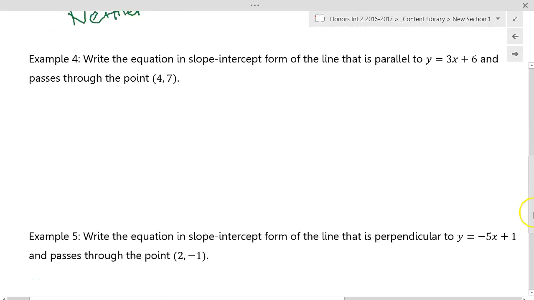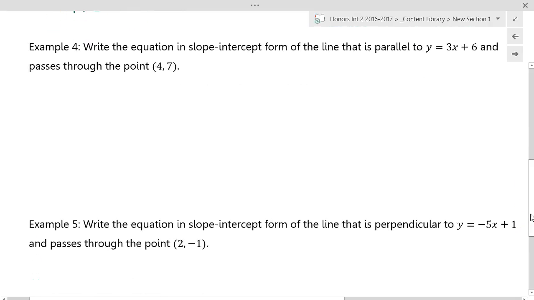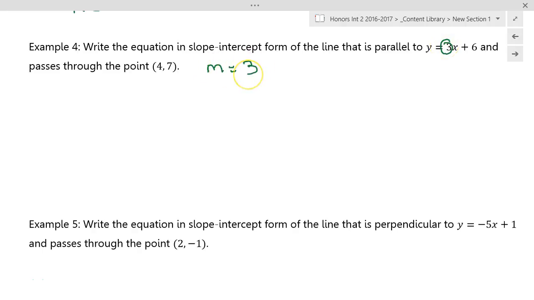Alright, let's look at example 4. It says write the equation in slope-intercept form of the line that is parallel to y equals 3x plus 6 and passes through the point (4, 7). This one's nice because we already know our slope, because I pull it straight from there. So slope equals 3. And since it's parallel, my new equation needs to have the same slope. Parallel lines have the same slope.